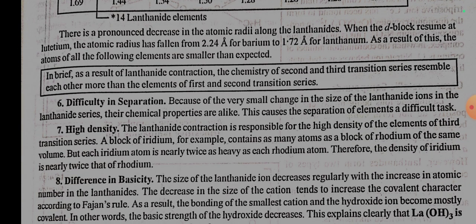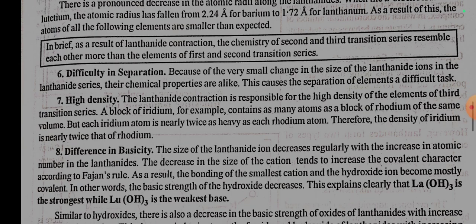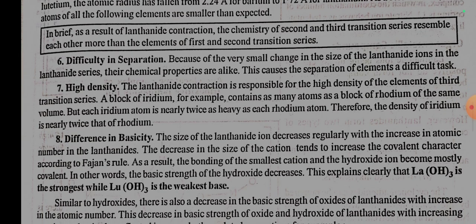There is a pronounced decrease in the atomic radii along the lanthanides when the d block resumes at lutetium. The atomic radius has fallen from 2.24 Å for barium to 1.72 Å for lanthanum. As a result of this, the atoms of all the following elements are smaller than expected. In brief, as a result of lanthanide contraction, the chemistry of second and third transition series resembles each other more than the elements of first and second transition series.